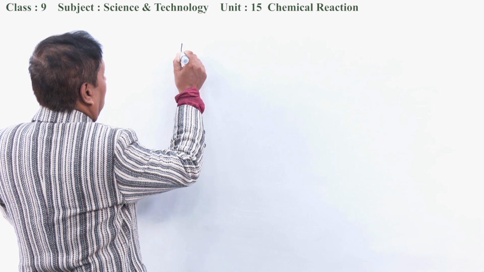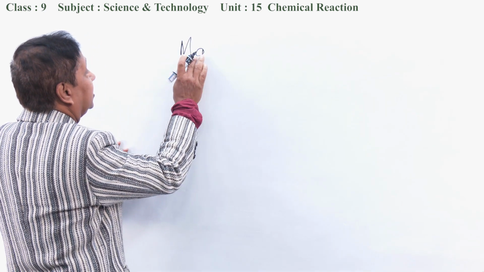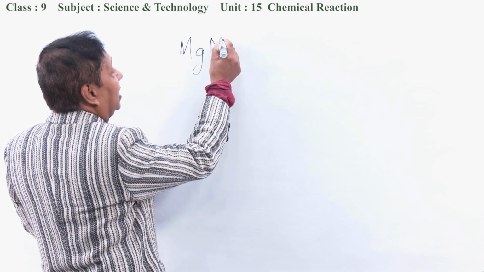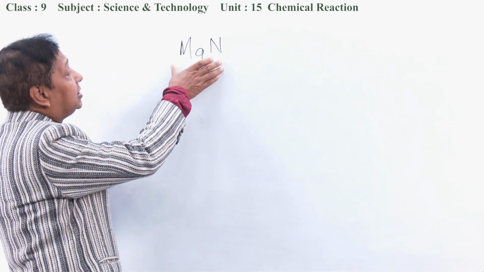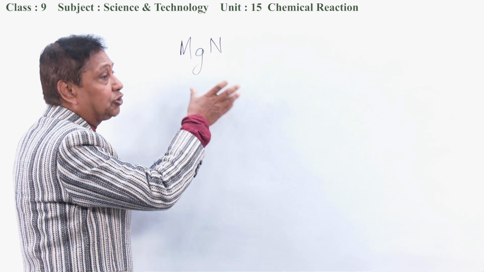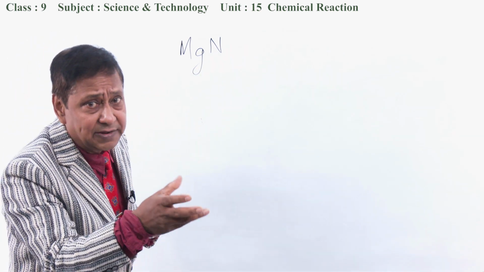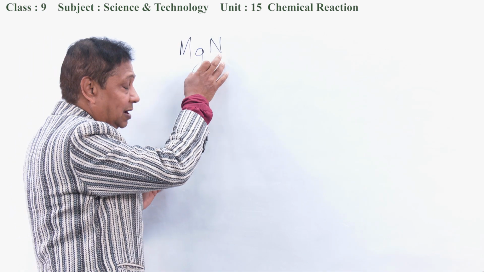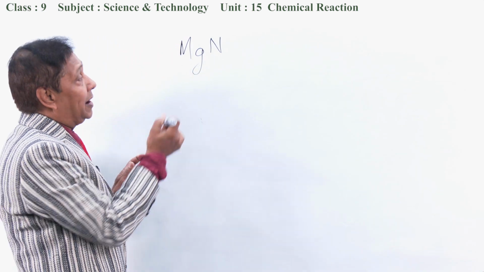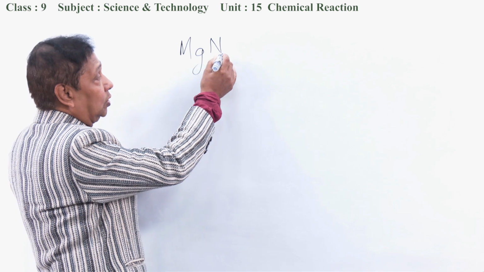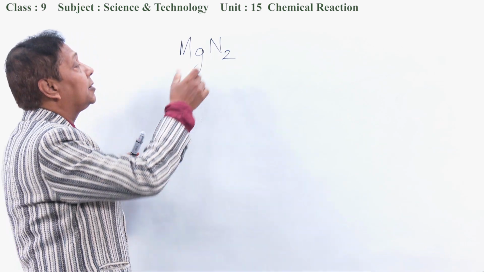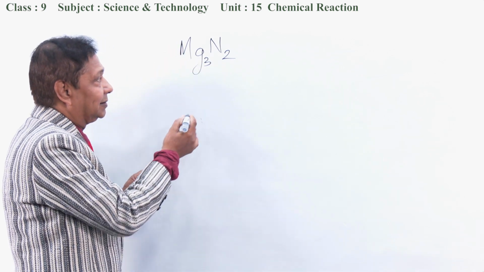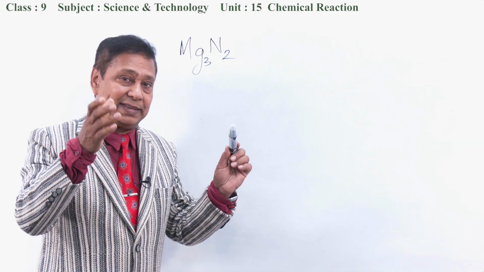When magnesium combines with nitrogen, then Mg for magnesium and N for nitrogen. And we are writing magnesium nitrite. How to write magnesium nitrite? We have to exchange the valency of magnesium to nitrogen and nitrogen to magnesium. Valency of magnesium is 2, which should be transferred to nitrogen. Valency of nitrogen is 3, it should be transferred to magnesium. And then this is correct molecular formula of magnesium nitrite.